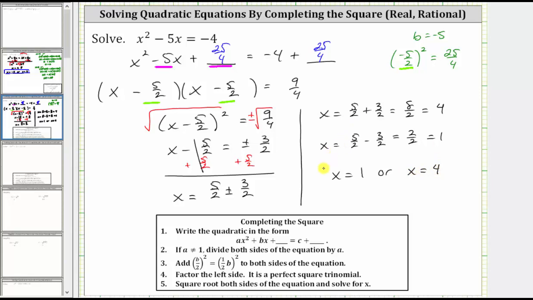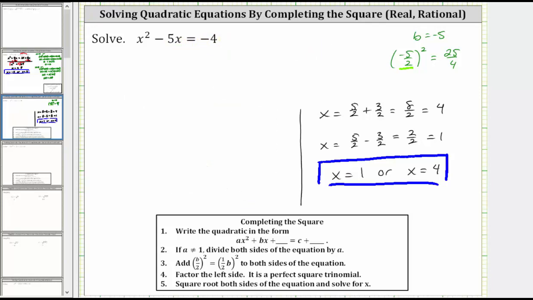This is how we solve the given equation by completing the square. But I do want to point out, it would have been much easier to solve this equation by setting it equal to 0 and then just factoring if we were given this option. Let's quickly show this. To set the equation equal to 0, we would add 4 to both sides. Simplifying, we now have the equation x squared minus 5x plus 4 equals 0.